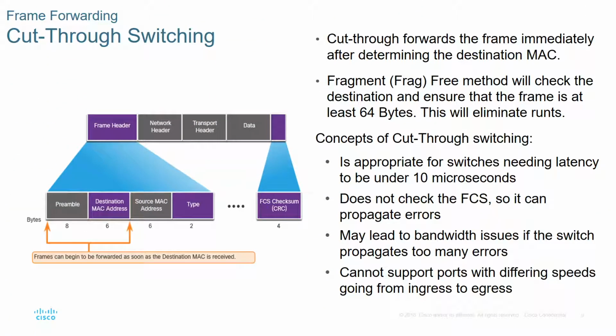Cut-through switching. Cut-through forwards the frame immediately after determining the destination MAC address. The fragment-free method will check the destination and ensure that the frame is at least 64 bytes. This will eliminate runts. Cut-through switching is appropriate for switches needing latency to be under 10 microseconds. It does not check the FCS, so it can propagate errors. This may lead to bandwidth issues if the switch propagates too many errors. It cannot support ports with differing speeds going from ingress to egress.